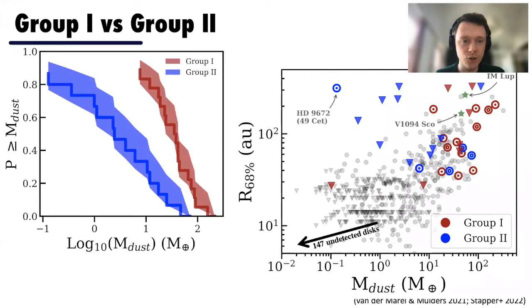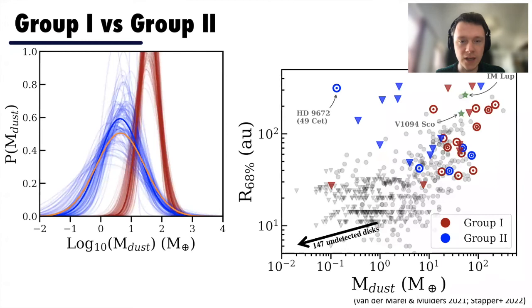Here you can see a cumulative distribution. Again, we can change this into a probability distribution, and we can clearly see the differences between them in masses. Moreover, the distribution of the group 2 sources is very similar to the one of the disks in Lupus.